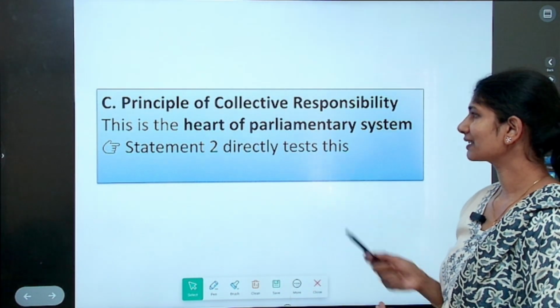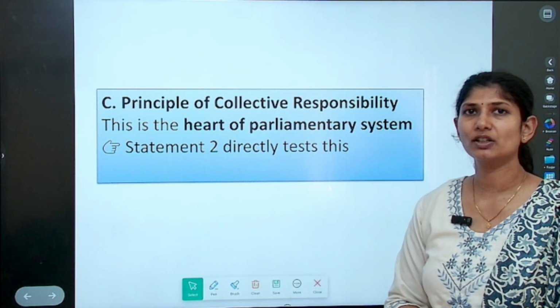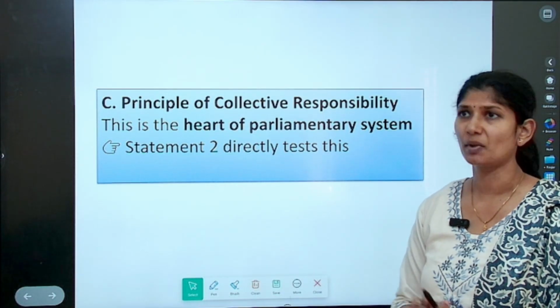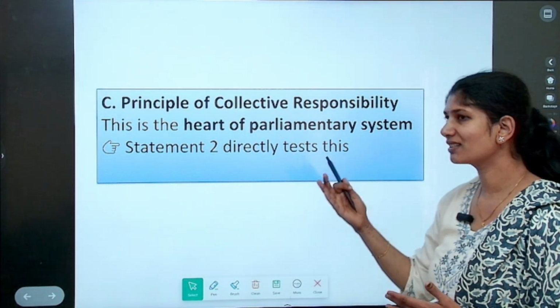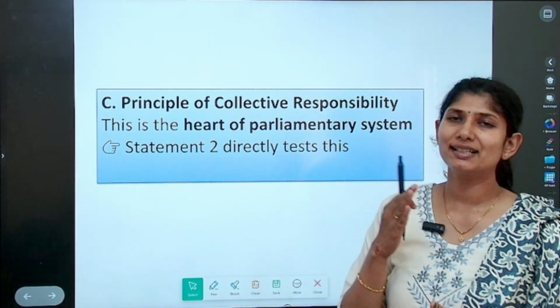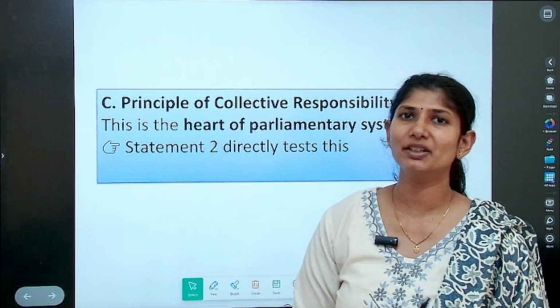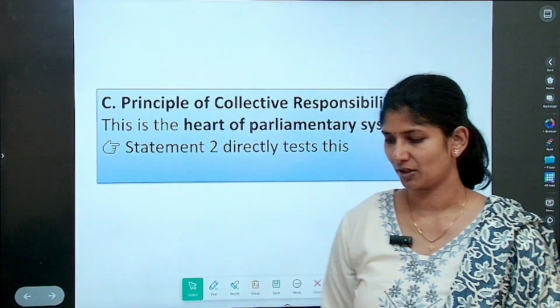Next, collective responsibility is what we call the heart of the parliamentary system. This is the whole point we picked this, and this is also one of the most distinguishing features between the parliamentary system and the presidential system.